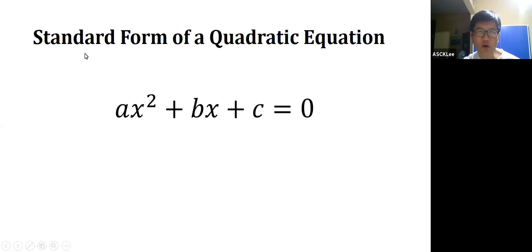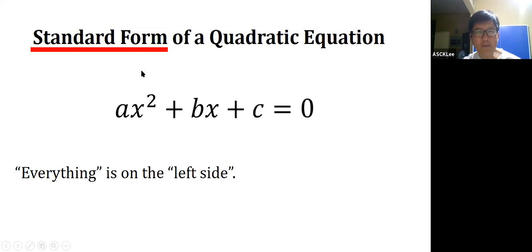If you see a quadratic equation in this format, it's called the standard form of the quadratic equation. There are a few characteristics of the standard form that you must know. Firstly, everything is on the left side. On the right side of the equal sign is just a 0. 0 means nothing. So everything is on the left side, and on the right side there's nothing, 0.